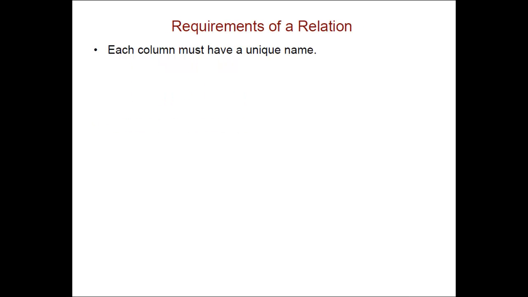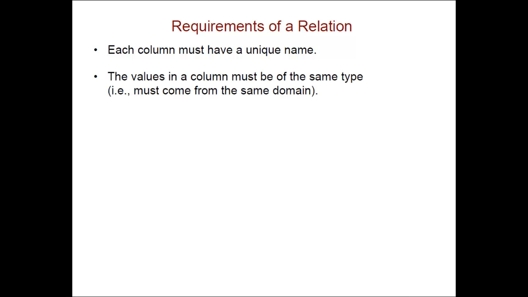Now, when it comes to requirements for a relation, every column in a given table must have a unique name. The values in a given column must be of the same type. The mathematical way of saying that is they must come from the same domain. So for example, you might say that a student name can be no more than 100 characters long.